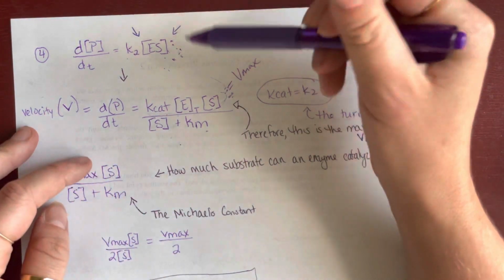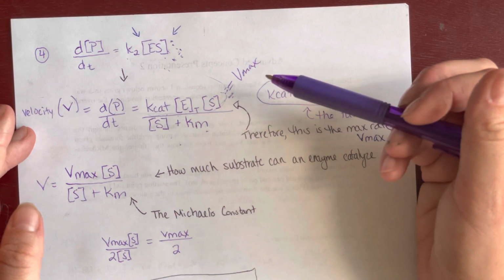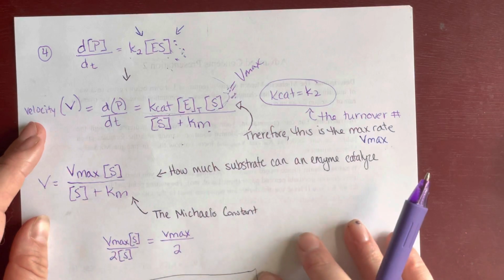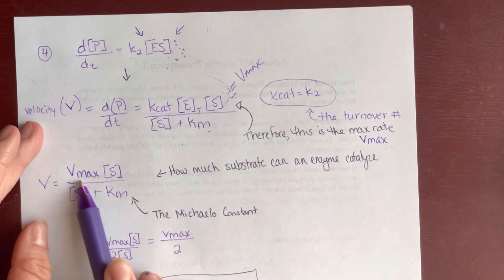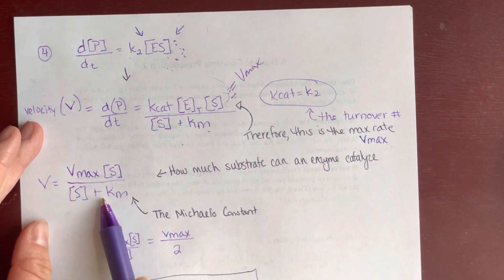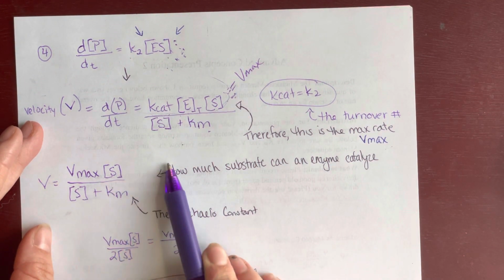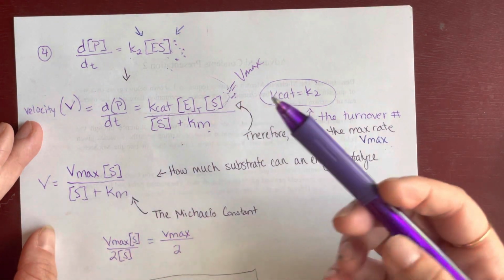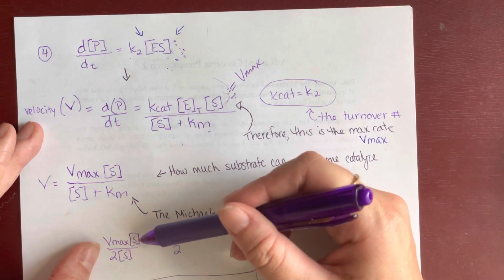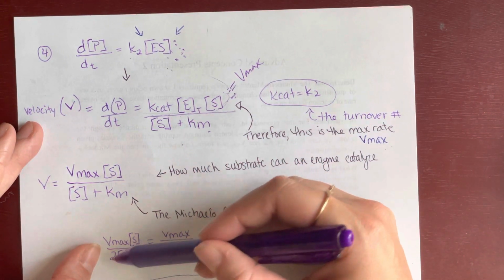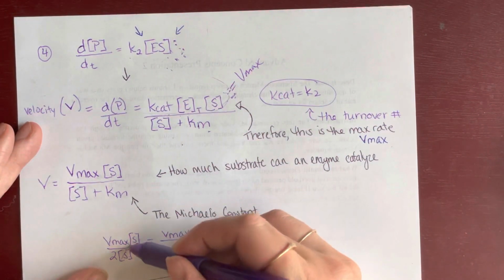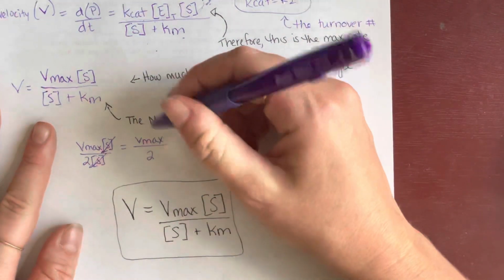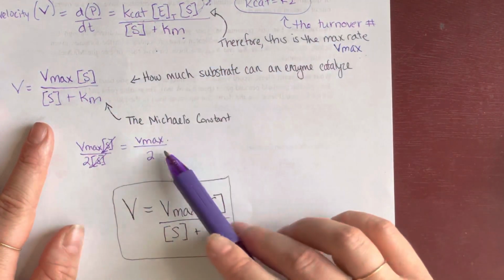As ES goes up, so does the rate of reaction, and that is demonstrated here. V equals Vmax times S over S plus Km. So how much substrate an enzyme can catalyze is essentially explained here. When S equals Km, we have Vmax times substrate S divided by 2 times substrate S, and if we condense this down, the S's just cancel, and we have Vmax divided by 2.